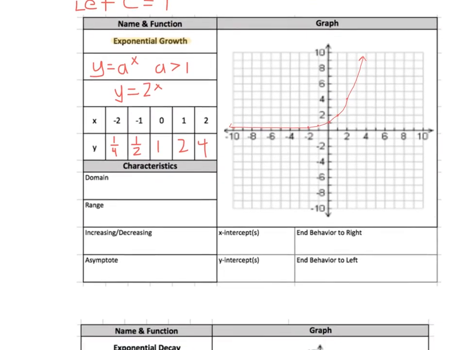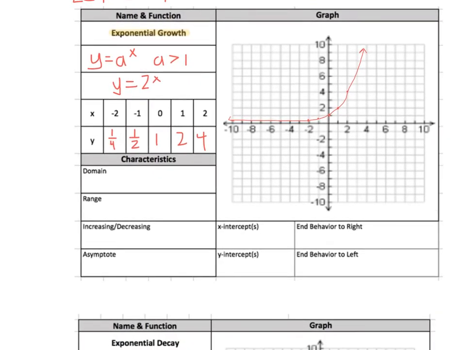Now let's look at some characteristics of this graph. So the domain we've already talked about is all real numbers. There's no restriction on what values we can plug in for x. But what about the range? All right, there's no value of x that we can plug in that's going to make 2 to the x either 0 or negative. So the range is 0, but not including 0, to positive infinity.